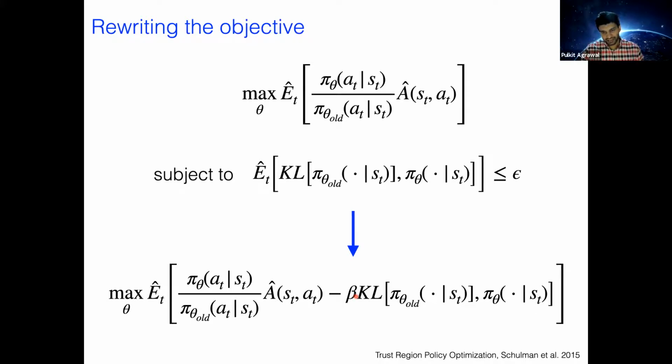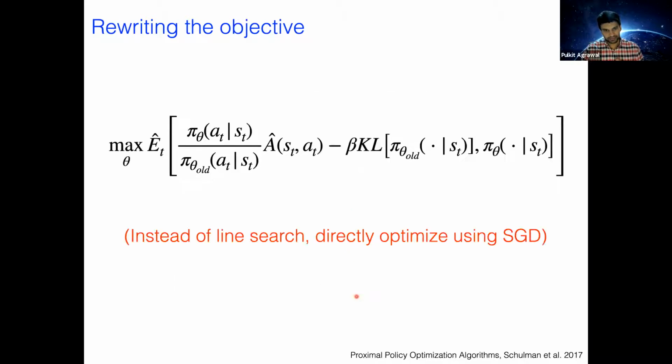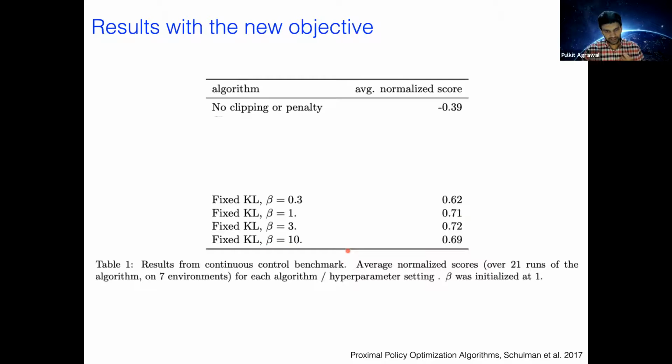So this evaluation was performed in one of the papers. And what we'll do is, instead of doing line search, we're going to directly optimize using SGD. And the results look as follows. The first line over here is showing no clipping or penalty. And the rows over here are showing if I use a fixed KL divergence loss. These results are on 7 environments from the continuous control benchmark, which is a bunch of environments which have the Acrobot, the cart pole, a cheetah, a walker, and so on and so forth.